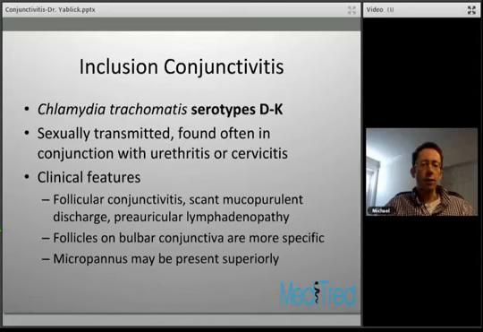Treatment options for inclusion conjunctivitis can include azithromycin, 1 gram as a single dose, doxycycline, tetracycline, or erythromycin for 7 days. This condition will have spontaneous resolution, but often it takes a long time. It can be 6 to 18 months. And it's important, as with hyperacute conjunctivitis, you want to identify and treat their sexual contacts.